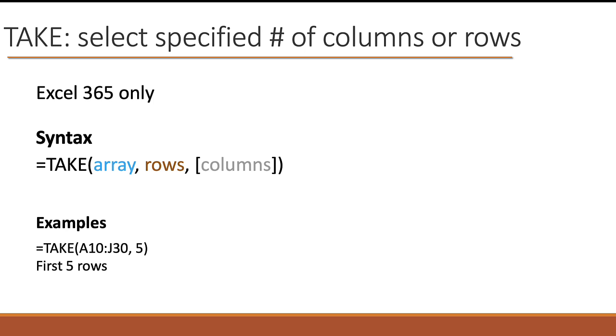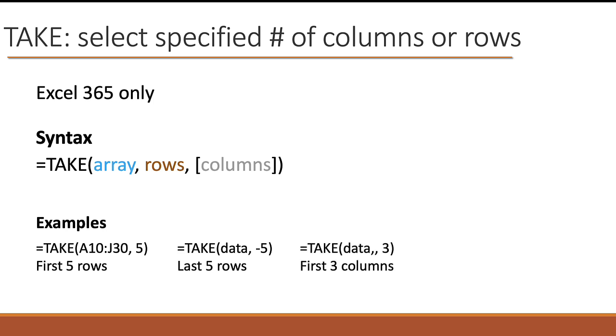I generally prefer using range names for something like this, so I might apply a range name of data to that entire block of data. So if I say equals take and then look at the array called data and minus 5, then I'm going to get the last 5 rows, right? So a positive number means go from the beginning, and a negative number means go and grab from the end.